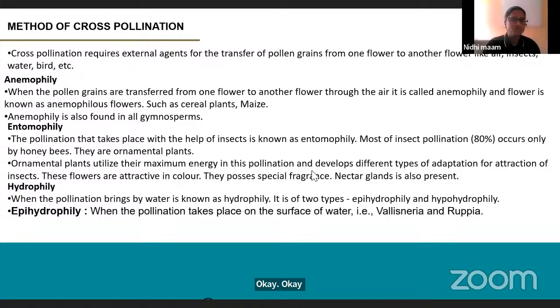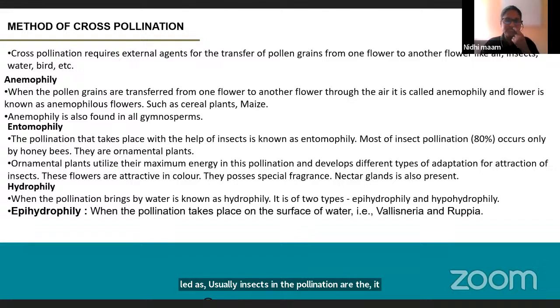Okay. So anemophily means wind pollinated. Then hydrophily means water pollinated. So these are two abiotic factors. Next we have biotic factors, that is, living beings in the pollination. It is called entomophily. Usually the pollination occurs by insects. It is called as entomophily.